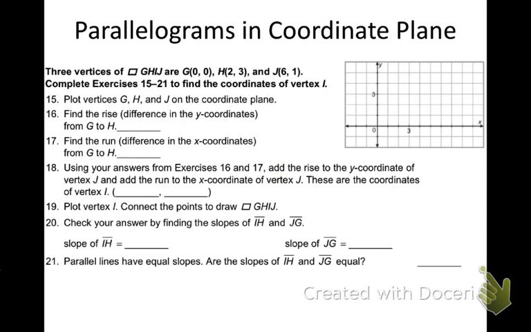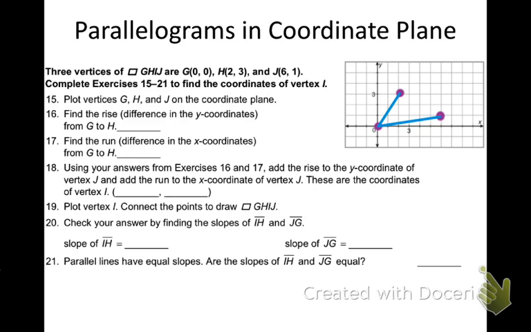This goes step by step, helping us out here. Number 15 says to plot the vertices G, H, and J on the coordinate plane. G is at 0, 0, H is at 2, 3, and J is at 6, 1. Now, some students in the first class tried making triangles. What are we working with? Parallelograms. Don't connect all 3 of those dots. We're dealing with parallelograms, so I'm going to connect congruent segments here. So, for instance, that dot goes there. That one goes there. I have something that looks like this right now.